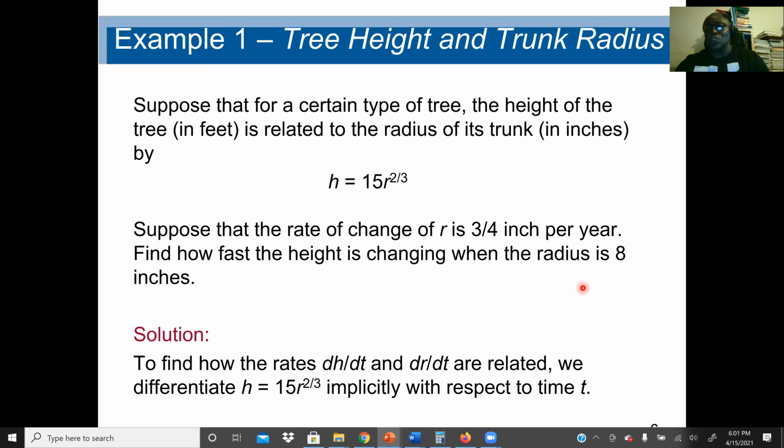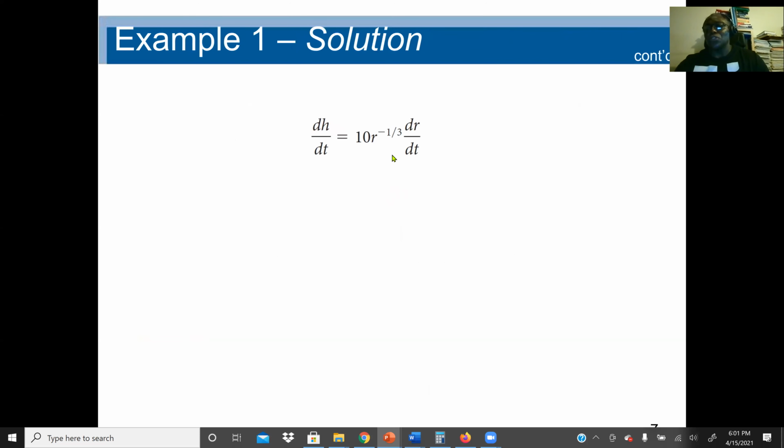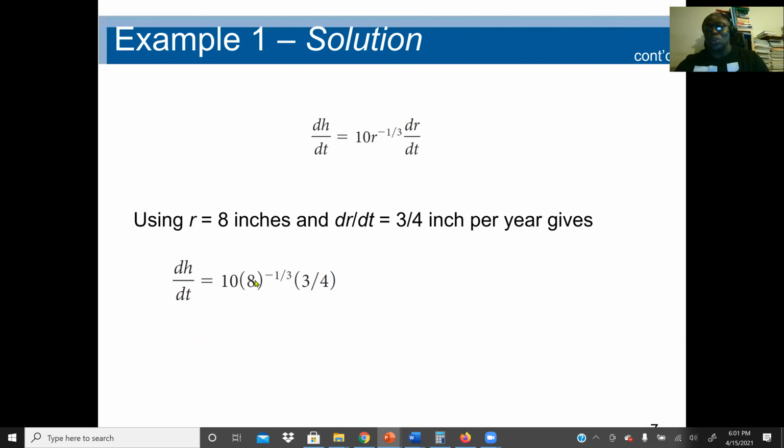First, we do the implicit differentiation. h is with respect to t, r is with respect to t, so we use the chain rule for both of them. The derivative of h will give me 1 times dh/dt. The derivative of r to the power 2/3 will be 2/3 times r to the power 2/3 minus 1 times dr/dt, chain rule. So that's what we have here. Now we know the values. We plug in, r is given to be 8, dr/dt is given to be 3/4. And now we have the answer for dh/dt, which will give me 15/4.